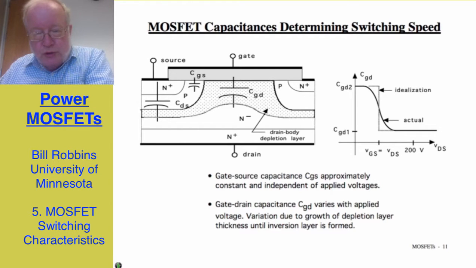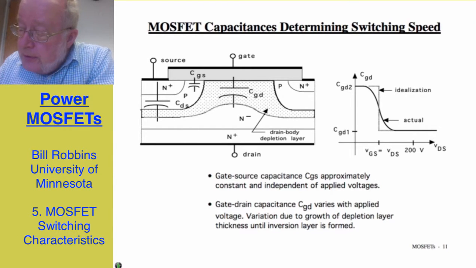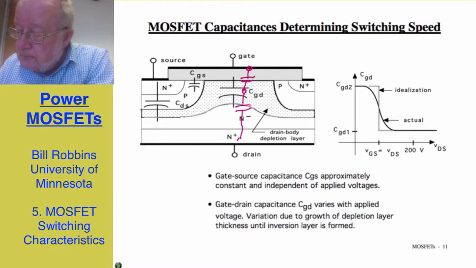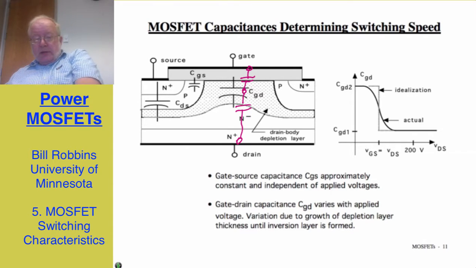There are two contributions to that capacitance. There is the oxide capacitance, which I'm drawing right now, and then in series with that is the depletion layer capacitance. The oxide capacitance doesn't change with drain to source voltage, but the depletion layer capacitance does, because as I increase the drain to source voltage, I increase the thickness of the depletion region, and thus I lower the gate to drain capacitance across the depletion layer.